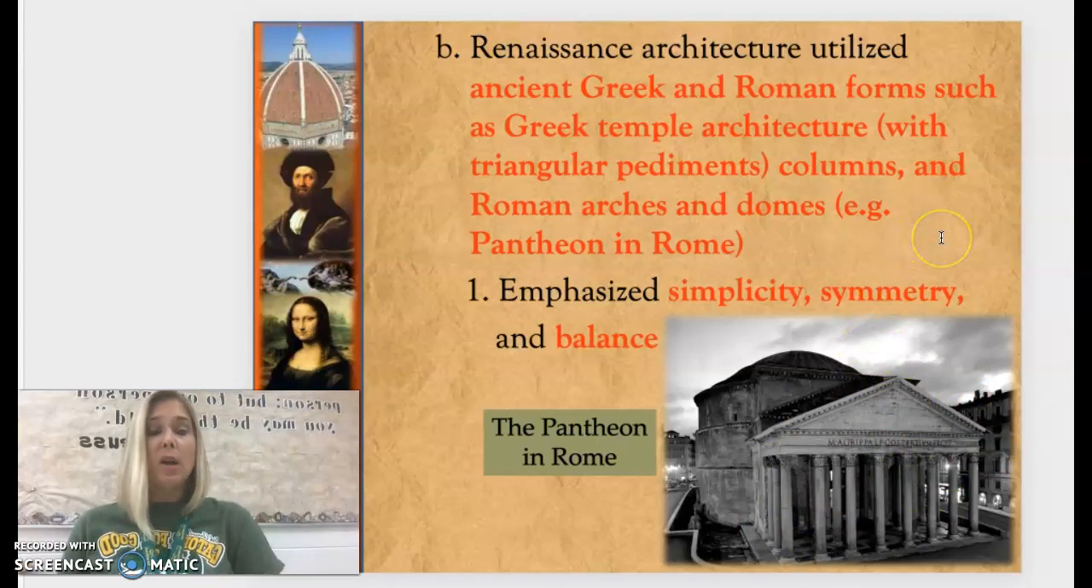We know that the Renaissance architecture will emphasize simplicity, symmetry, and balance. So again, with this kind of getting influenced from the Greek and Roman forms, this reflects more of a human-centered world as opposed to the medieval architecture being more divine, okay, and centered more on religion and the church.